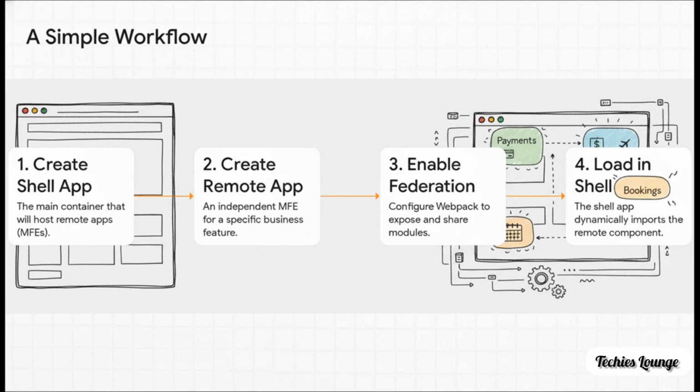So from a high level, the workflow looks something like this. First, you build a shell or a container app. That's kind of the main frame of your website. Then you have your remote apps for each feature. You configure module federation to make the shell aware of where those remotes live. And just like that, the shell can pull in and render the payments feature or the bookings feature on demand, live in the browser.